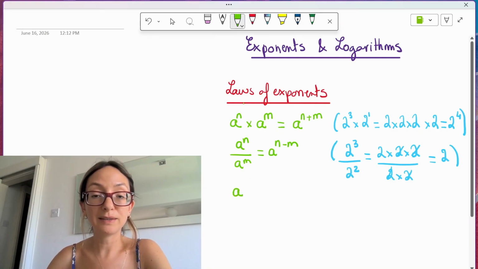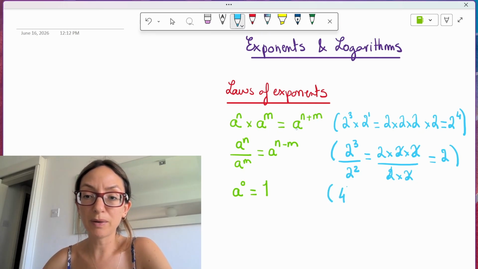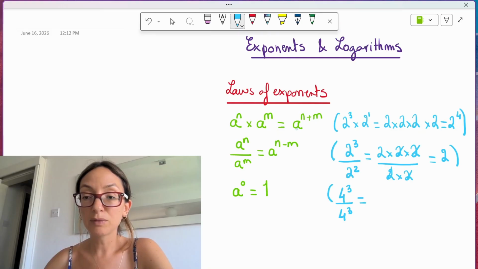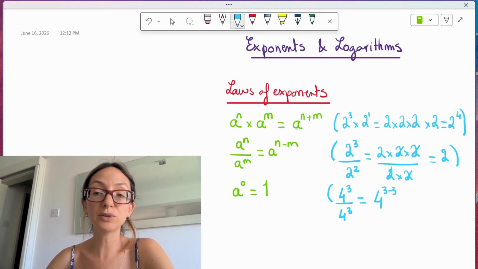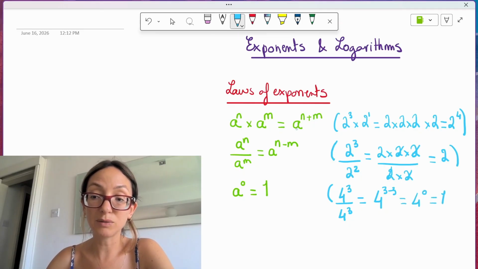Now, if we have a to the power of 0, this is something that you should know. Anything to the power of 0 is always equal to 1. And if that doesn't seem intuitive to you, think of what it means to have a power of 0. So for example, let's say 4 to the power of 3 divided by 4 to the power of 3. Now, you know that this is equal to 1, right? Because we're dividing by the same thing. Now, if we were to rewrite this in terms of power, we can use the second rule here. And we say, okay, so this is 4 to the power of 3 minus 3. The power of the numerator minus the power of the denominator, which is 4 to the power of 0. And so this is equal to 1.